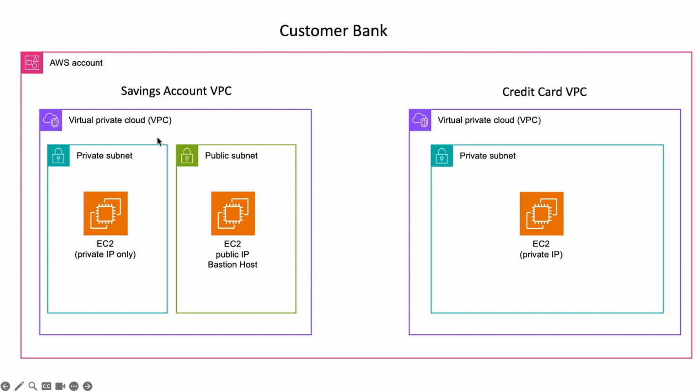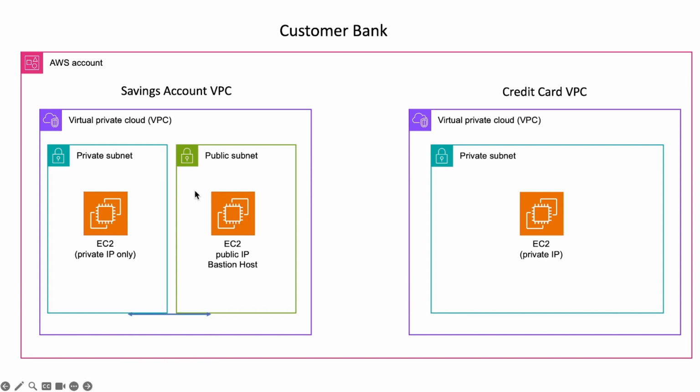So the savings account team has created one network with a private and a public subnet, and the credit card team has created a single private network with their applications running on an EC2 instance. Now, the credit card team wants to sell credit cards to the existing customers. So the applications running in their VPC have a requirement to connect to the applications running in the savings account network. And by default, VPCs don't communicate with each other. So there is a requirement to enable connectivity between these two VPCs.